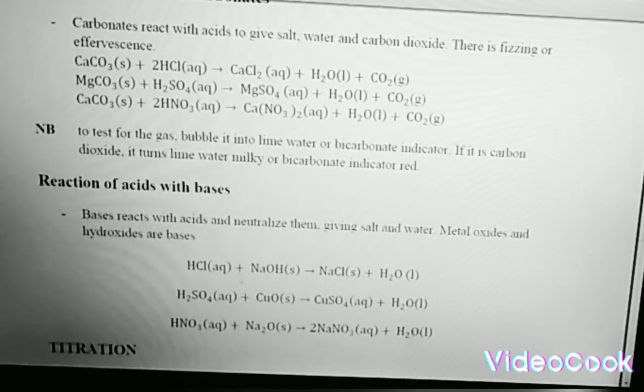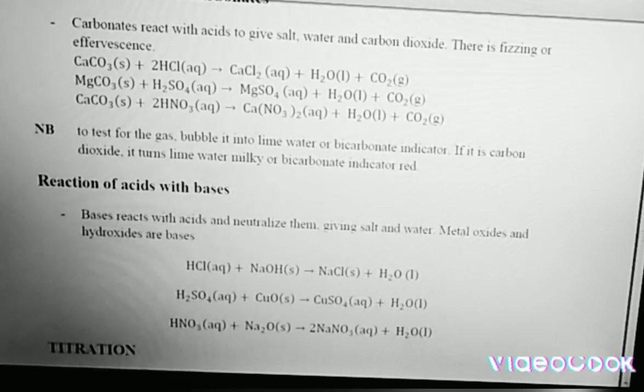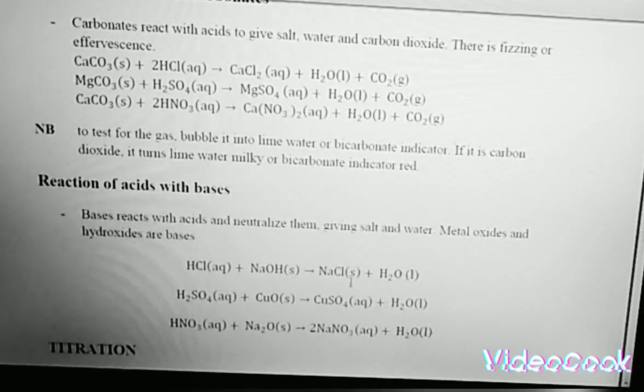So now, our first example, we are reacting hydrochloric acid with sodium hydroxide. When we react these two, we are going to form water. But then, where is the water coming from? From the H and the OH, they are giving us H2O. What are we remaining with? With a Cl and the Na. Na and Cl, they'll give us what we call sodium chloride.